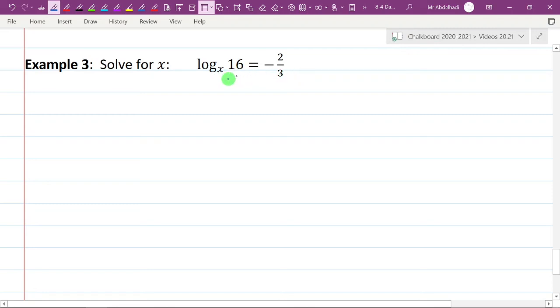Now the weird thing here is that the base is actually an x this time, but that doesn't really matter because we're still going to do the same thing we always do, which is change this to an exponential. So log base x of whatever, so x to the power of this is going to equal this. So we get x to the power of negative 2/3 equals 16.